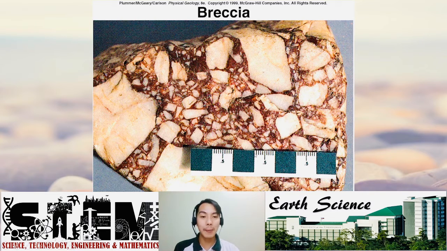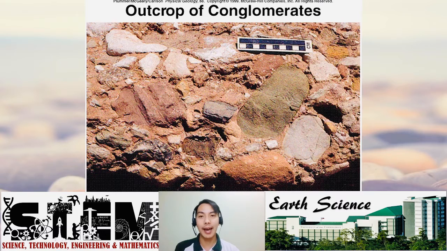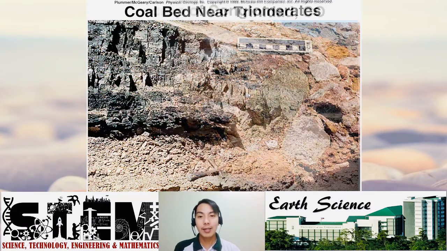The sediment sizes are more than 2 millimeters. So this is a sedimentary rock, specifically a breccia. And this now is an example of a conglomerate because the sediments are more rounded, and these are also greater than 2 millimeters. So this is an example of a conglomerate. Okay.